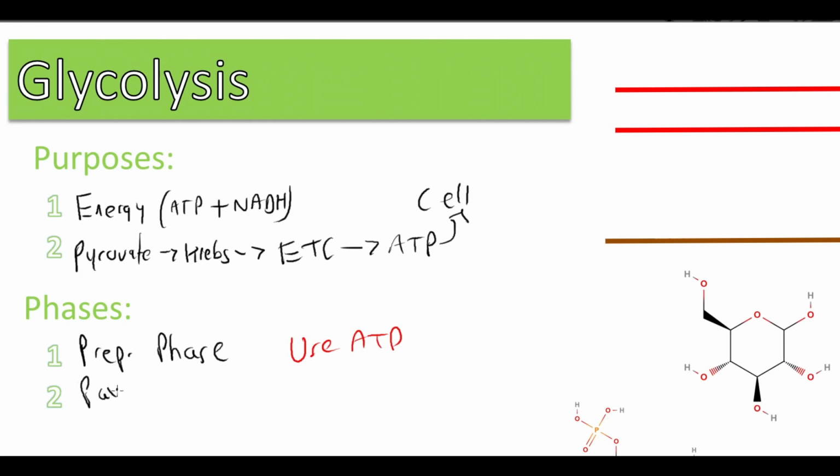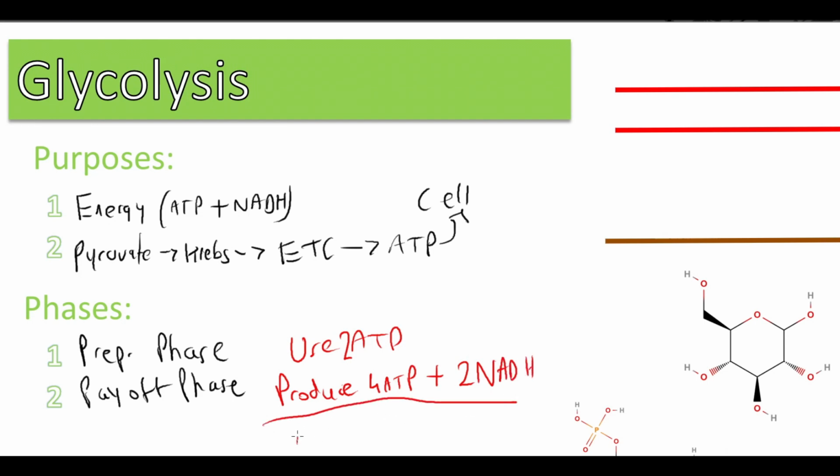And what's to come is the payoff phase. And in the payoff phase, instead of using ATPs, you produce ATPs. So you produce 4 ATPs. So here we're using 2 ATPs. You produce 4 ATPs, and you produce 2 NADHs. And in net, you have 2 ATPs and 2 NADHs.